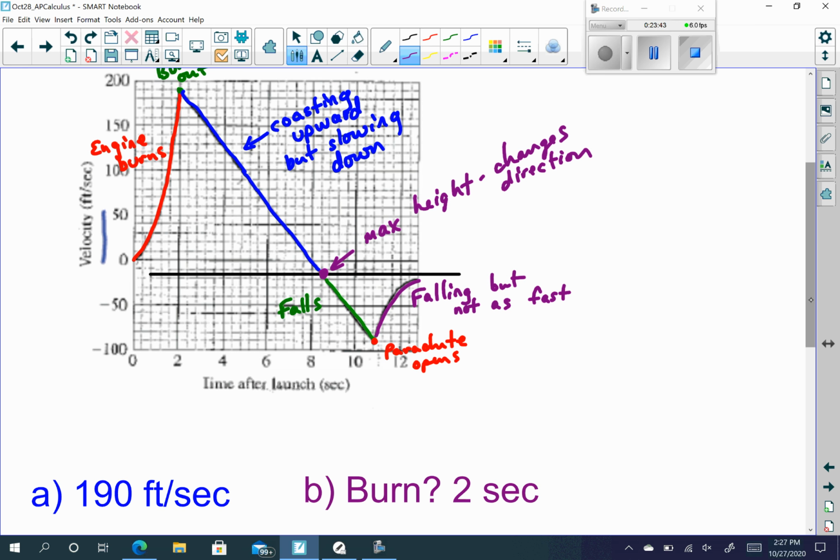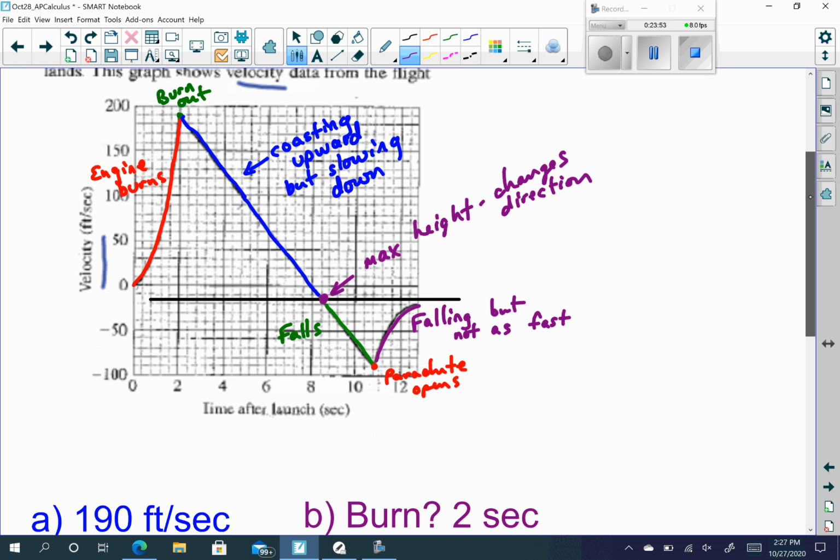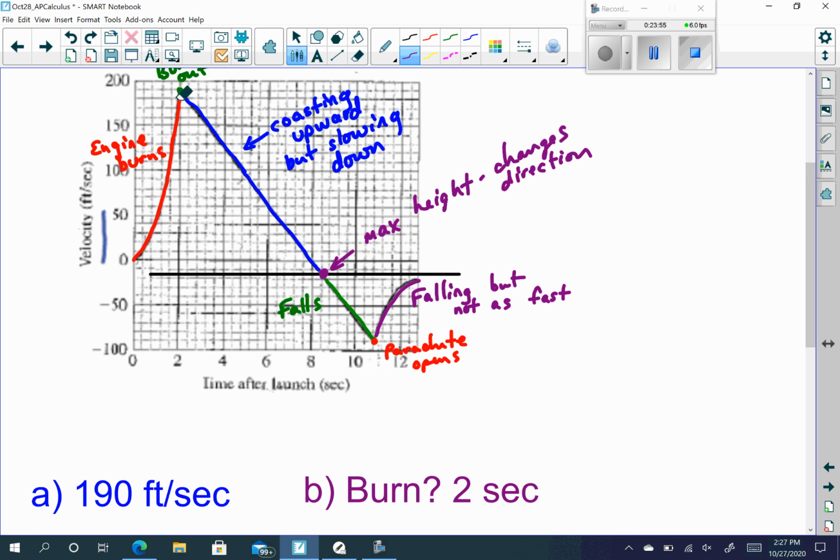All right, so the questions we're looking at here. For question A, how fast was the rocket climbing when the engine stopped? So if we go to our graph, it looks like right here, almost to 200, so at 190 feet per second. We're just looking at the y value, the velocity value at that time. B, for how many seconds did the engine burn? We're just looking at the x-axis here, so it looks just like for the first 2 seconds.